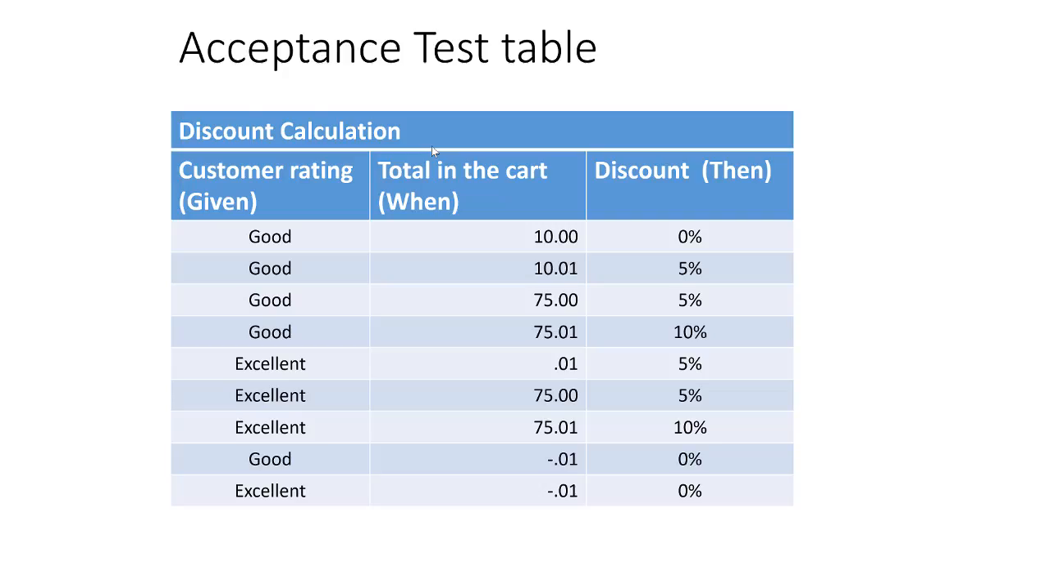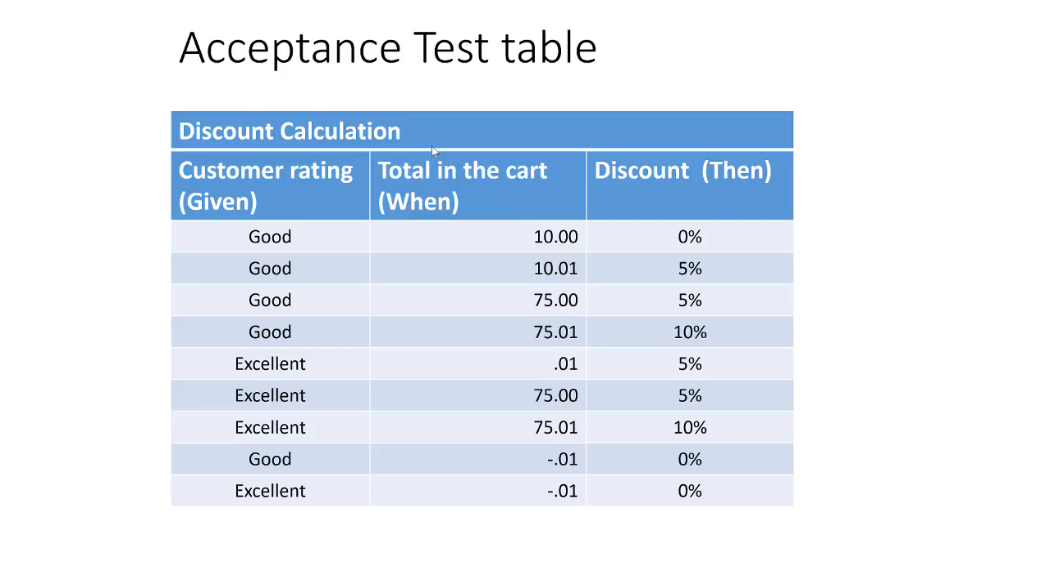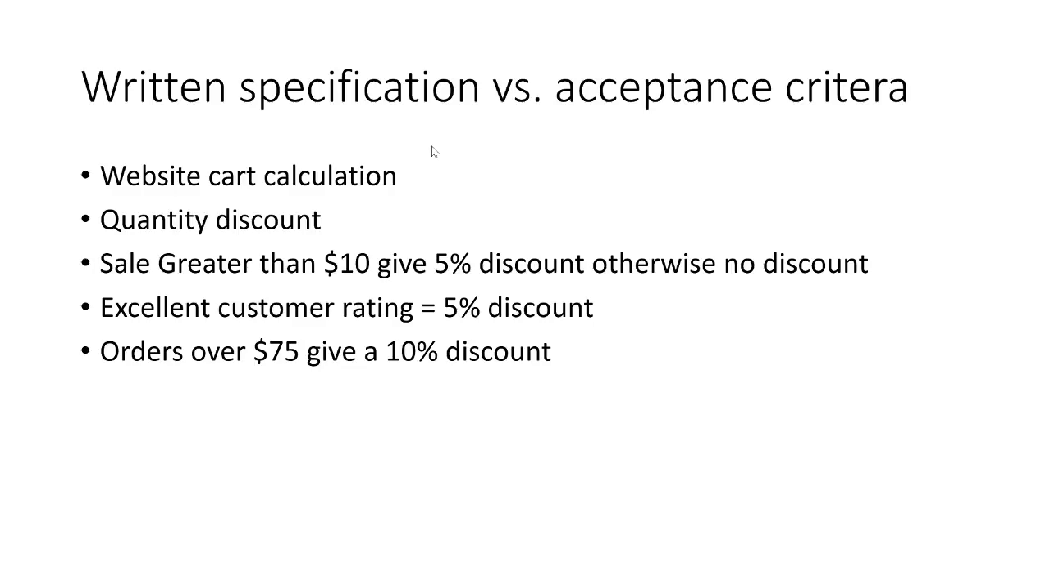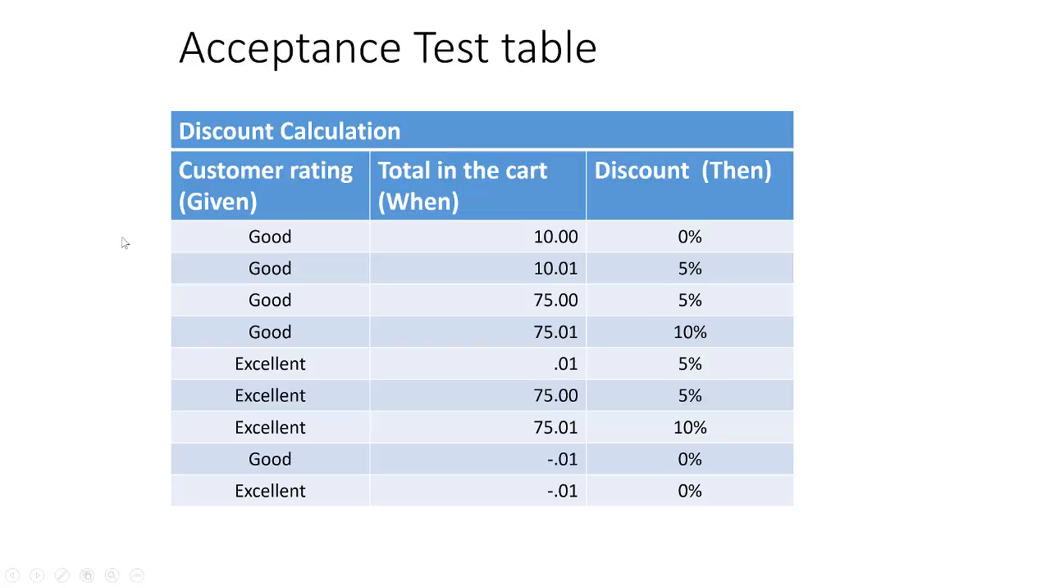So here's what I came up with out of that. Given a customer rating of good, right? Here's the excellent customer rating. It didn't actually say what other customer rating there was. So there's good and there's excellent. It just said the excellent one back here, right? Excellent customer rating. Oops.